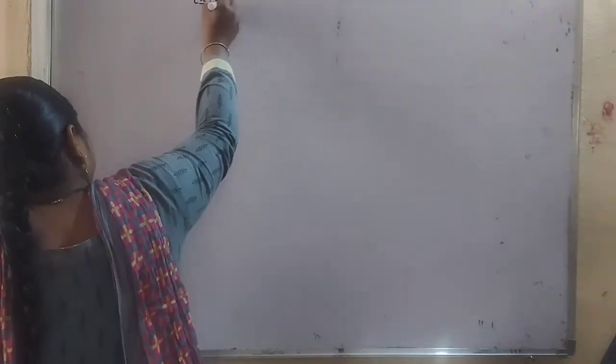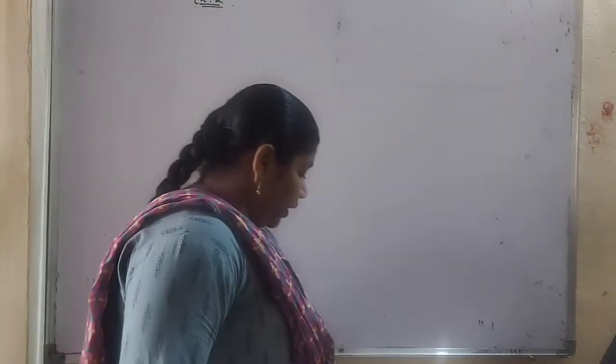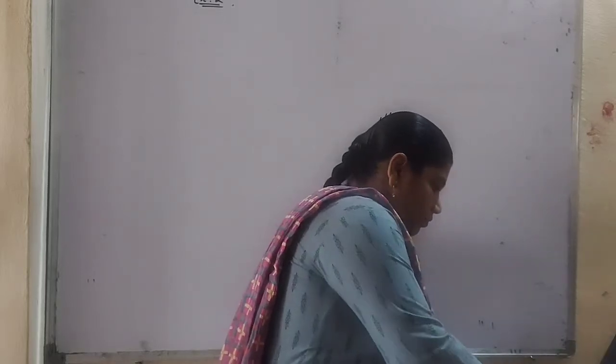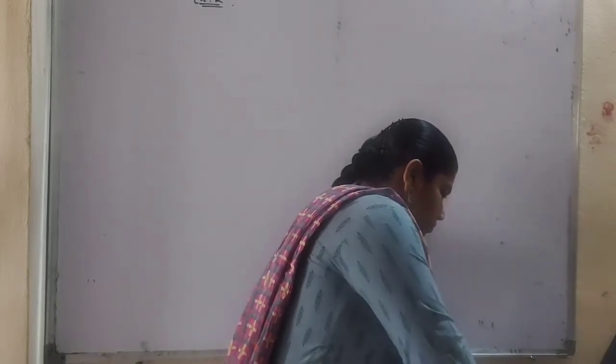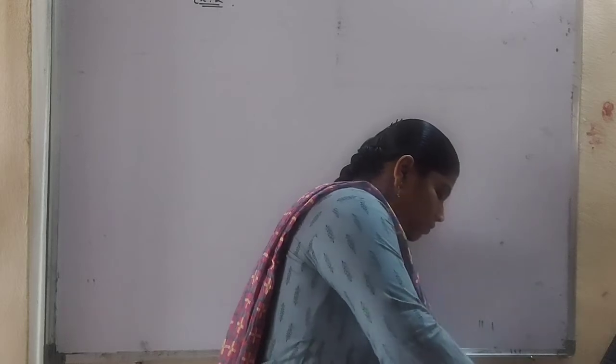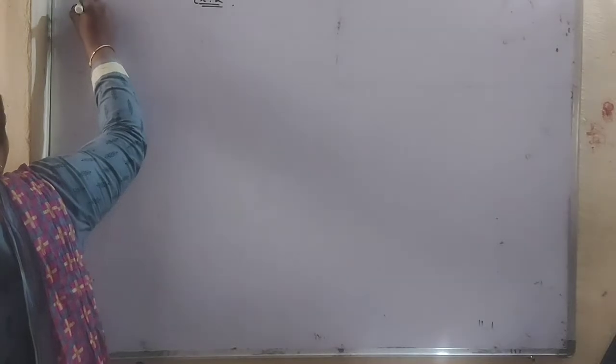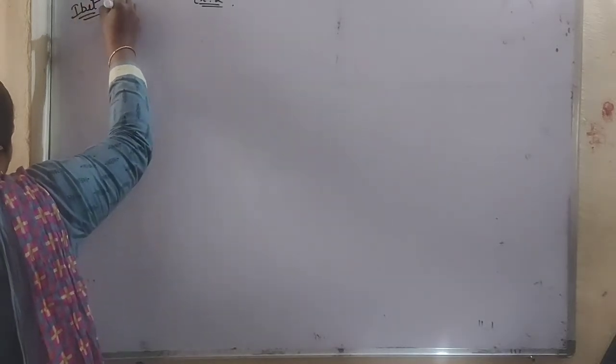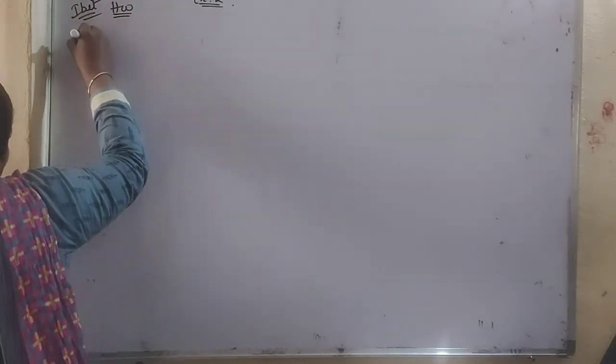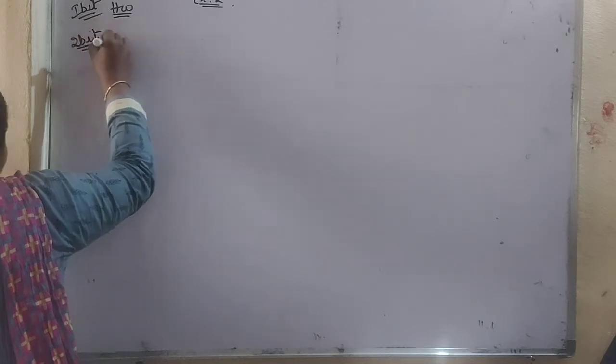In this exercise number 2, the first bit is true or false. You can do this true or false. Second bit, I am starting. The first one you try as homework.